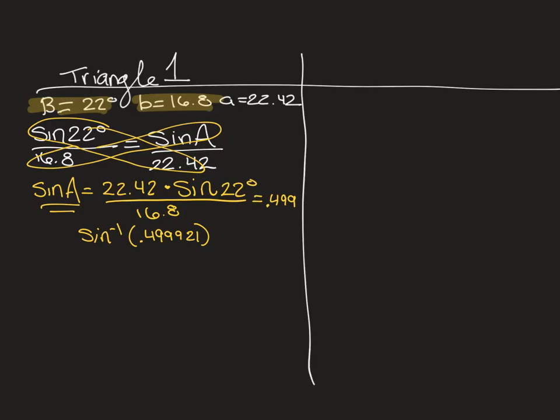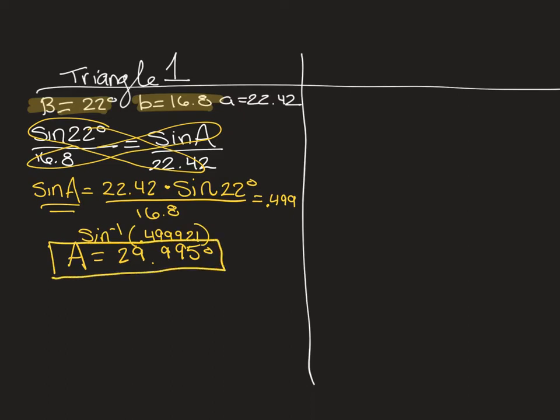And so when you type the arc sine in the calculator of the 0.499921, you're going to get big angle A. And big angle A is going to be 29.995 degrees. We always go to 3 decimals. I'm going to box that answer.